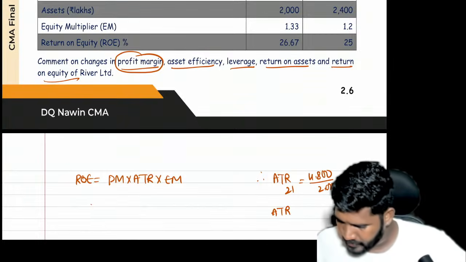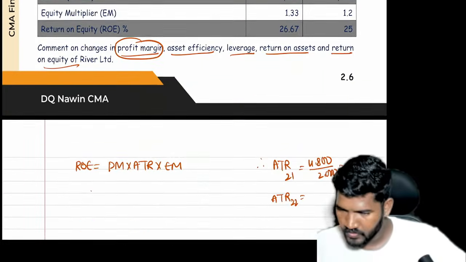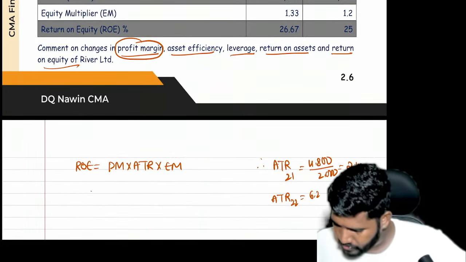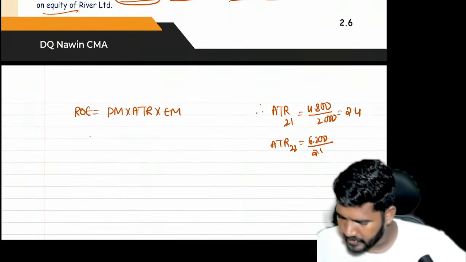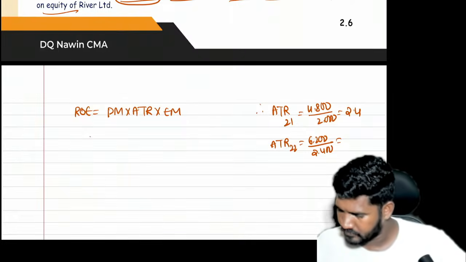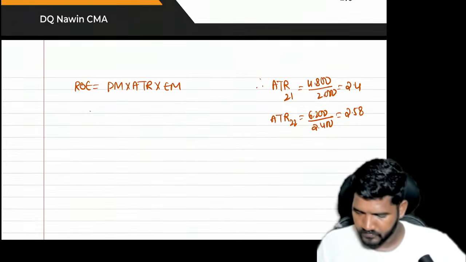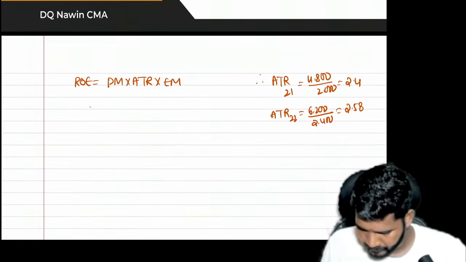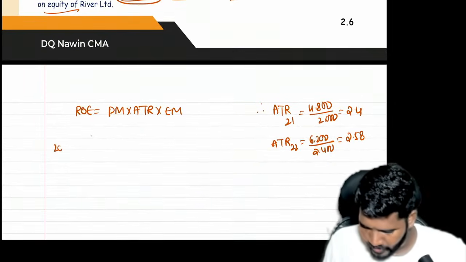Asset turnover ratio for 2022: 1,200 divided by 2,400... 2.58. Now, the 2021 calculation.